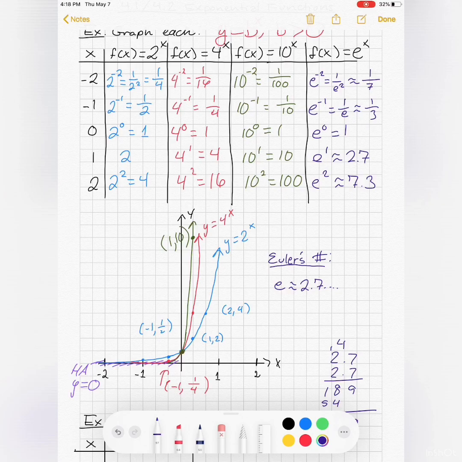Okay, let me plot these points. Okay, so e to the 0 is 1. E to the 1 is 2.7. And then e squared, 7.3. Okay, so try to draw this. I mean, same basic shape. Looks very similar to 2 to the x, right? 2.7 to the x.